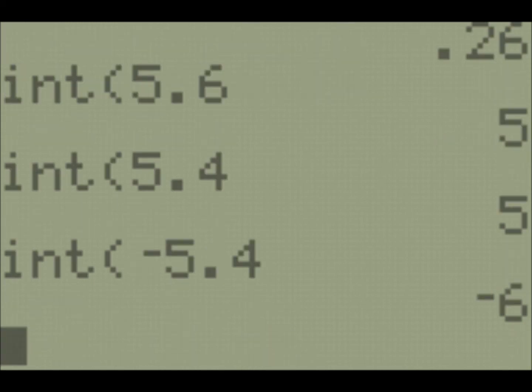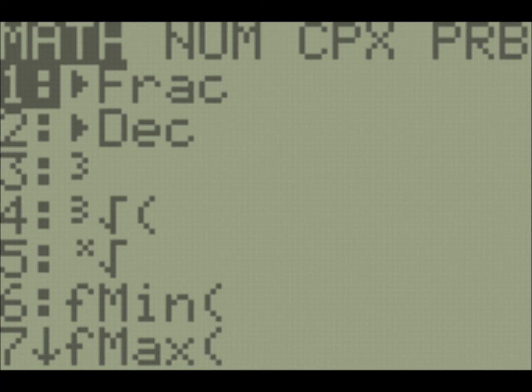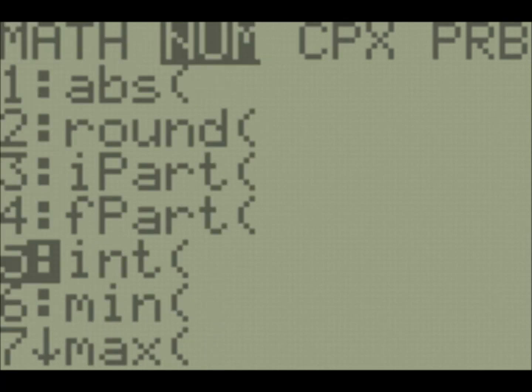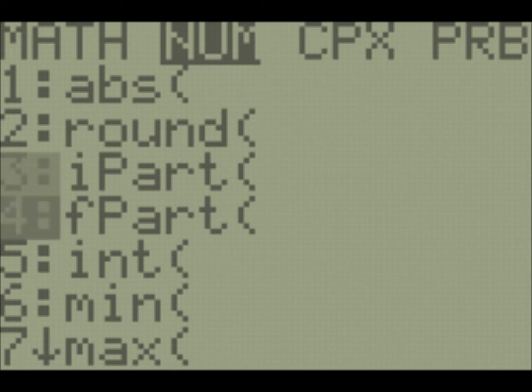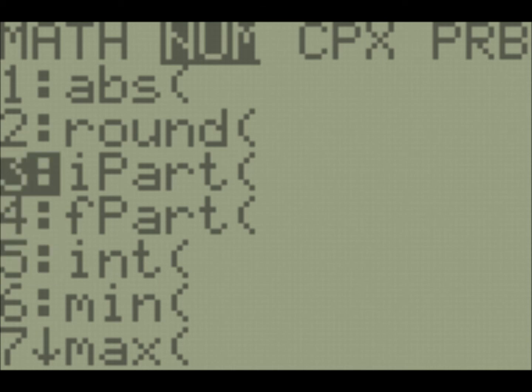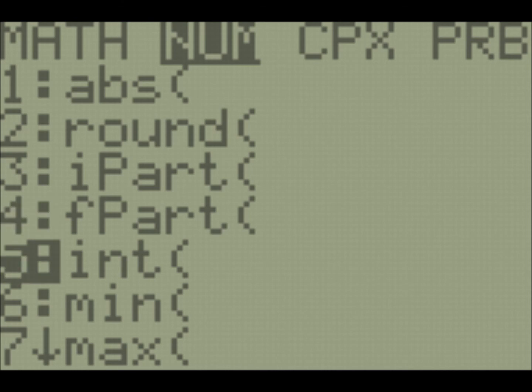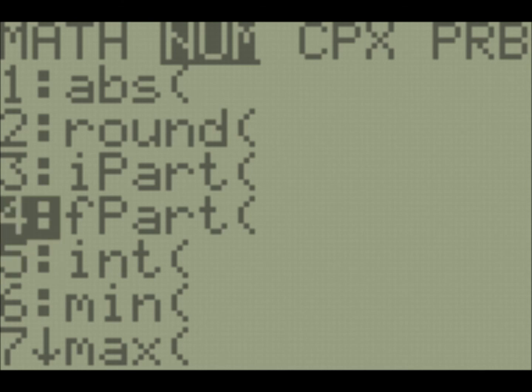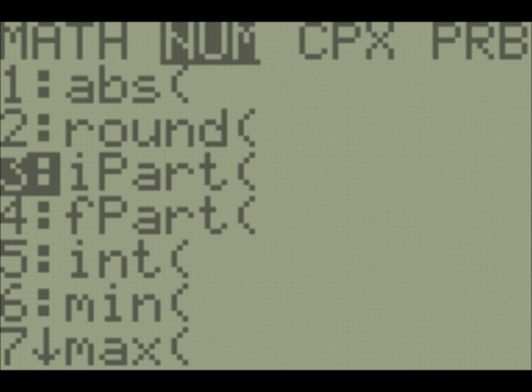So if we do our negative 5.4, what int is going to do is it's going to round down to negative 6, whereas what IPart was doing was it's just taking the integer part, which is negative 5. So that's IPart and int. Now this doesn't usually matter too much, but int is actually a little faster for smaller or shorter numbers, whereas IPart is a little faster for larger numbers than int. But that's why we're probably going to be using int more often than IPart. Essentially they have the same behavior, except for when you get to negative numbers.